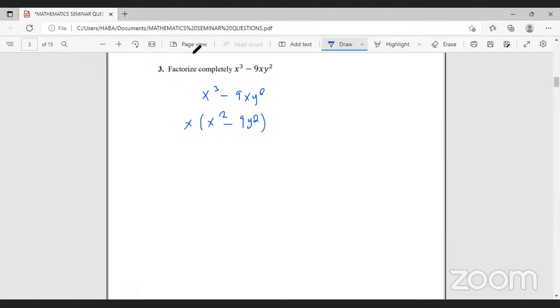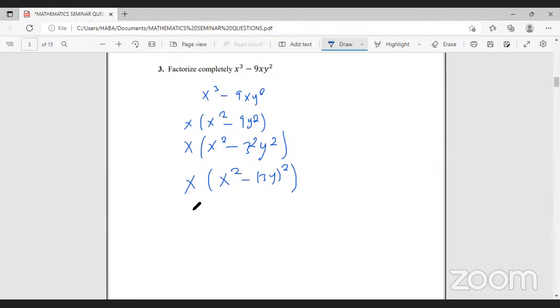we shall have x outside the bracket into x squared minus 3 squared minus y squared, close brackets. Then I have x into x squared minus, open bracket, 3y, close bracket, squared, close bracket.